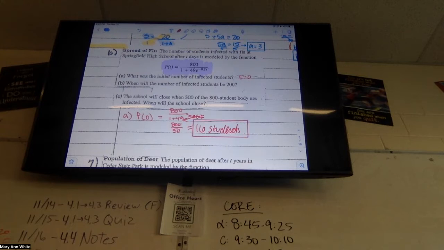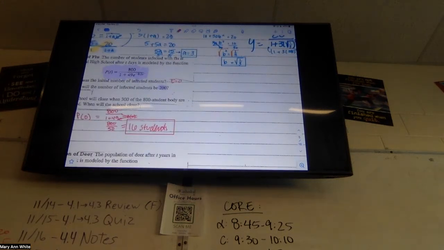The next problem says, when will the infected number of students, or the number of infected students, be 200? What do I do with that 200? Good. Barrett says 200 equals. So that means I'm going to set my equation equal to 200. This is why I told you to get your graphing calculator out, because I'm not going to algebraically solve this. I'm going to say 200 equals 800 over 1 plus 49 e to the negative 0.2t.